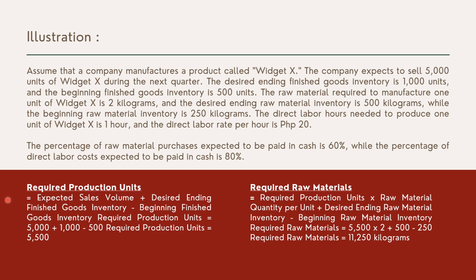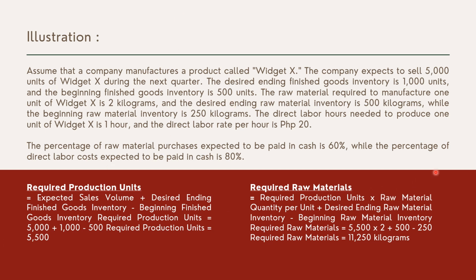So your required raw materials for the period is 11,250 kilograms. So, how many units is that? 11,250 divided by 2. So, 5,625 units. Okay, so that's the required raw materials.